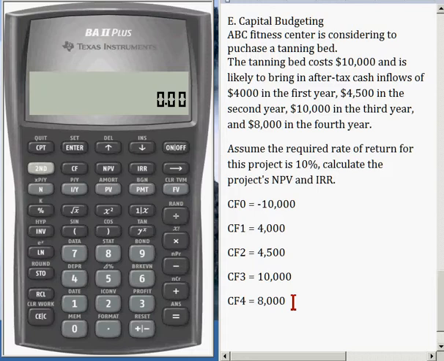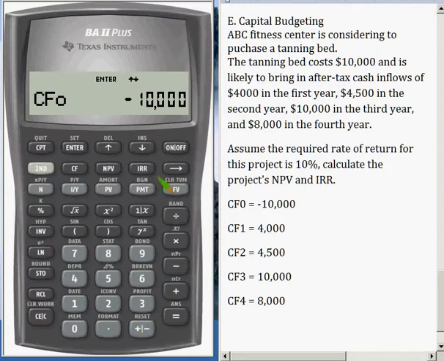So first step is always reset. So reset your financial calculator. Then push the CF button. This is for the cash flow. So for the CF0, that is negative $10,000. So you need to input the negative sign, right? So push this button. So it has a negative value. Then push enter. So this is the initial cash outlay.